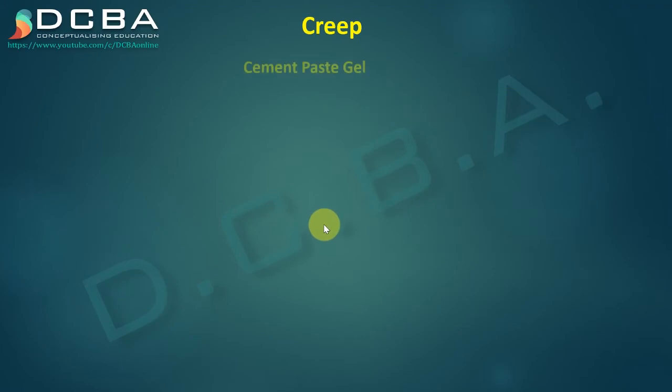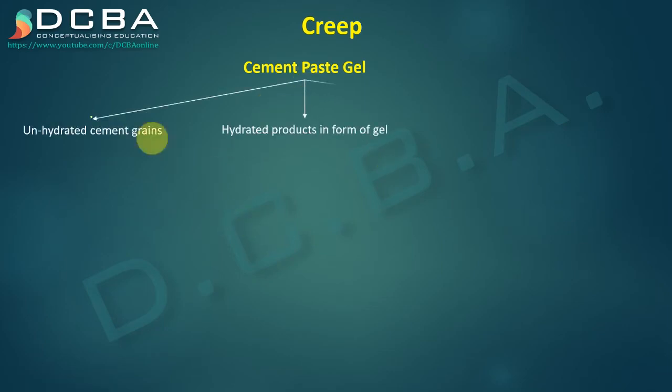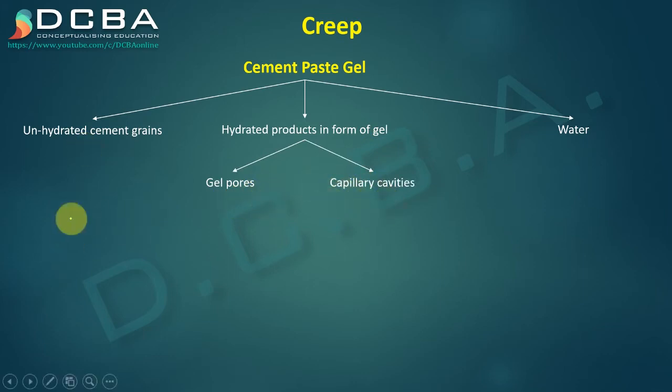Now let us understand the phenomena of creep in more detail. So a cement paste gel will have three constituents. First is unhydrated cement grains, second is hydrated products in form of gel, and third is water. Now these hydrated products in the form of gel, they will have gel pores and they will have capillary cavities. So gel is nothing but the mixture of the hydrated cement grains and water, meaning the one which has reacted with the water, forming a gel kind of thing, that is called as gel pores. And capillary cavities means those voids which are present in the gel.